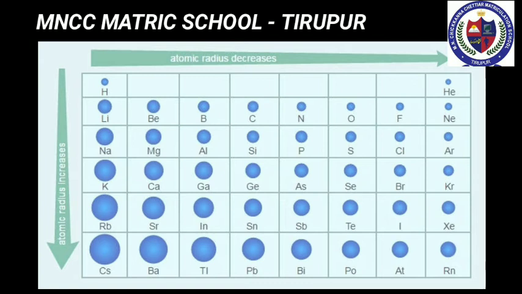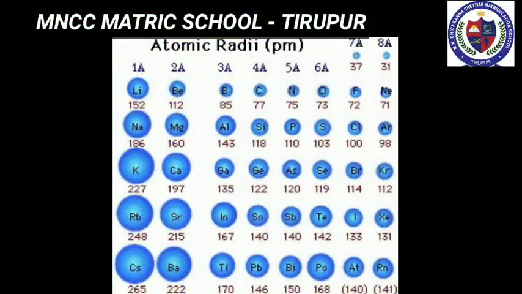In contrast, when you observe along the period, the shell number remains the same but the number of protons increases. More and more positive charges impose a strong attraction over the electrons and thus the electron cloud shrinks towards the nucleus, which results in the decrease in the atomic size.